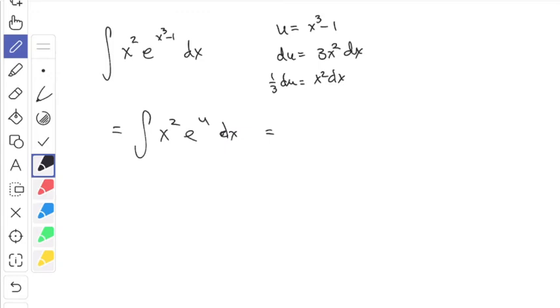If I rearrange it, I can put e to the u first, and then what remains is x squared dx.